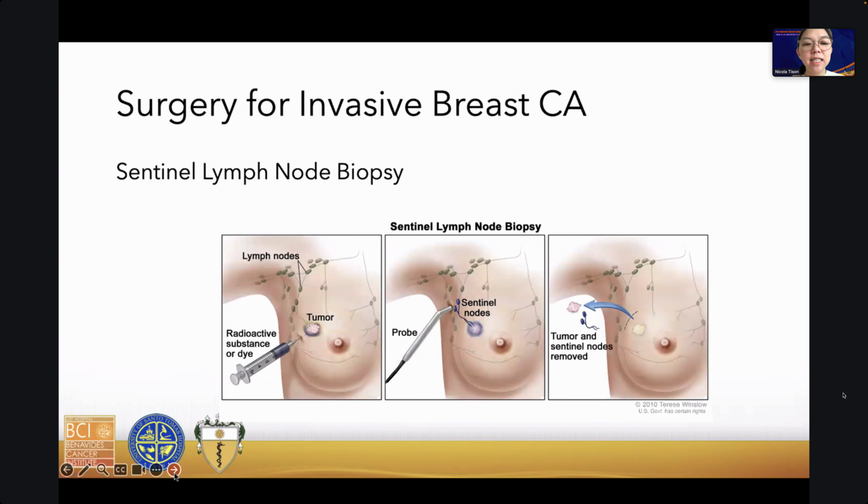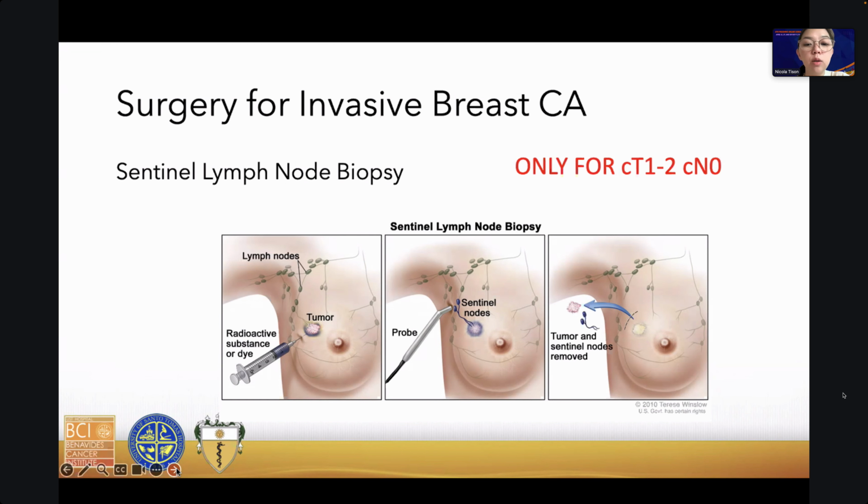Next, for axillary staging, we do sentinel lymph node biopsy, ideally for patients who are clinically node negative. So we can inject either a radiocolloid or a dye, either peritumoral or subareolar. And this dye or radiocolloid will travel to the axilla and help us identify the sentinel nodes, which would be the first nodes to drain the breast.